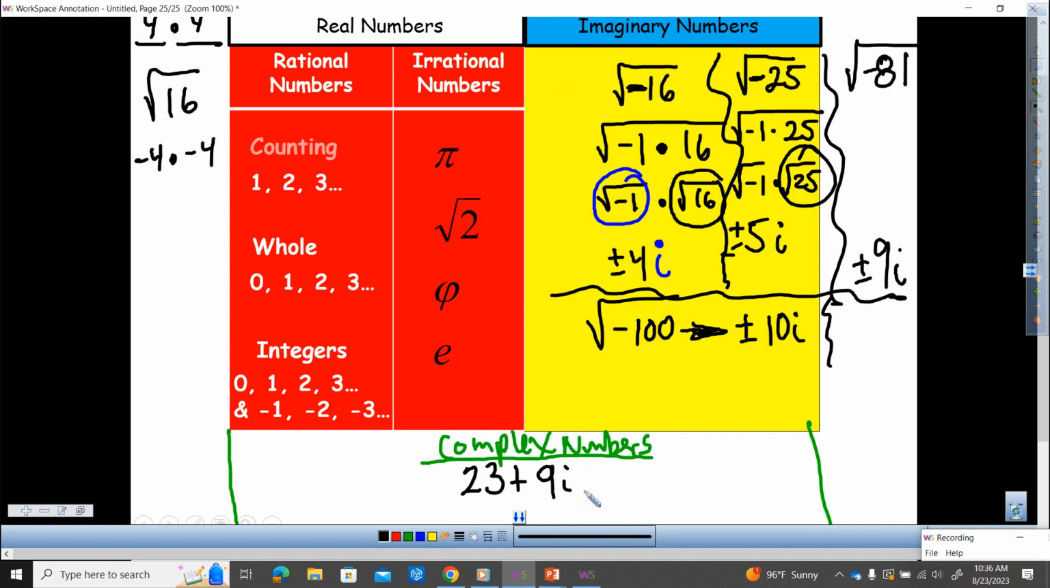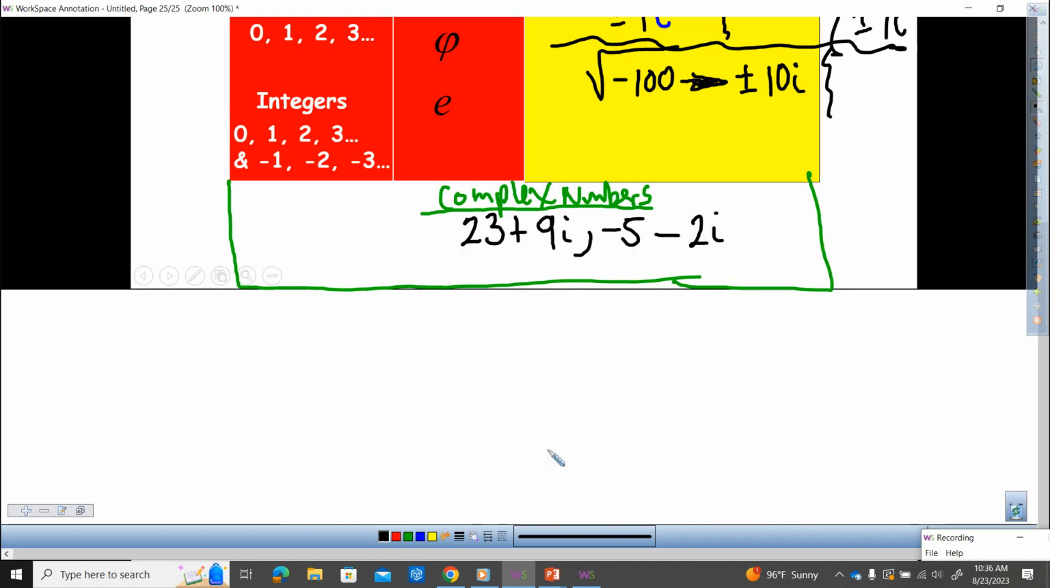Let me write another one. How about negative 5? That's my real number. And then minus 2i. Is that a complex? Yes, because it's got a real and an imaginary. So with that said, I want you to write 2 more complex numbers of your own. 2 more complex numbers of your own.